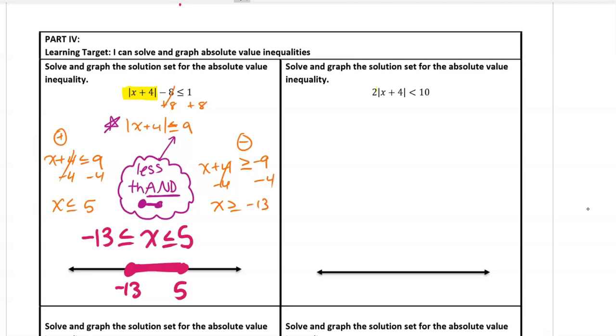On the next one, we need to isolate that absolute value. So how do we get rid of the 2? We divide by 2. Why do we divide by 2? Well, because 2 is multiplying towards the absolute value, and we need to get rid of it. So now we are left with the absolute value of x plus 4 is less than 5. 5 is a positive number. So we are going to have two solutions.